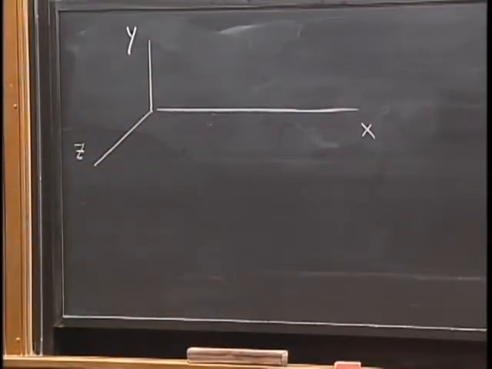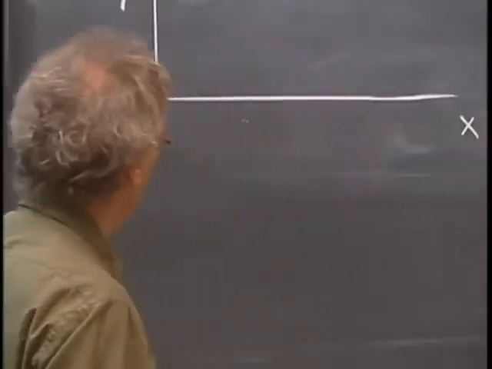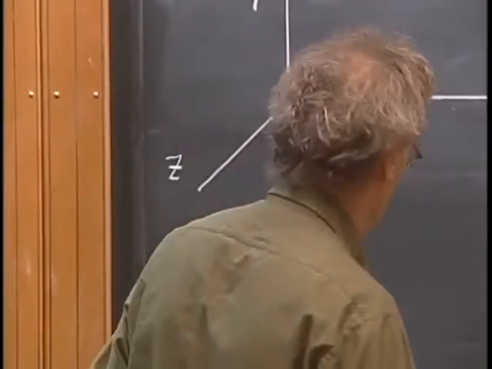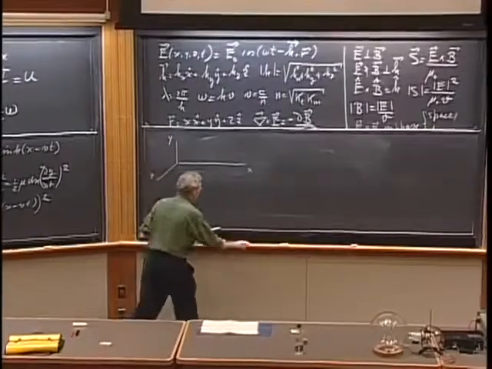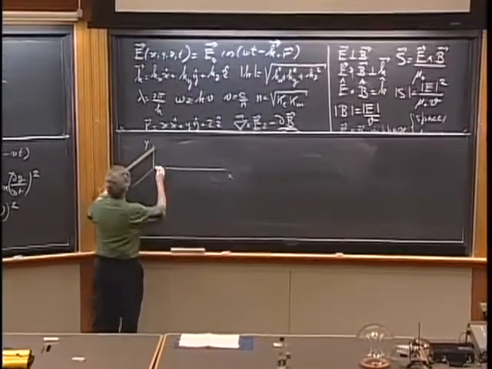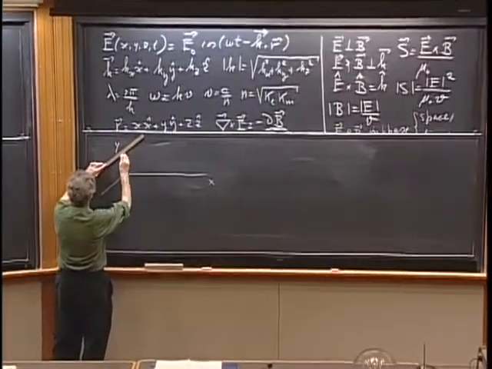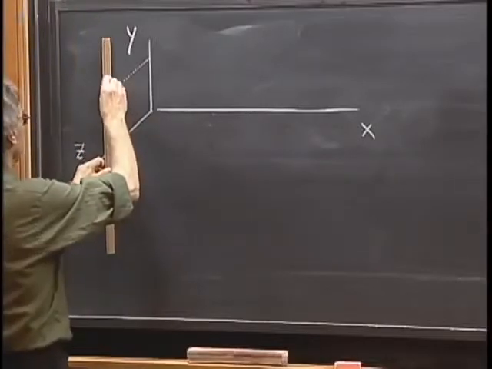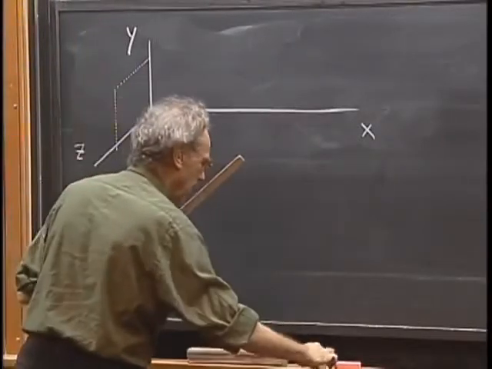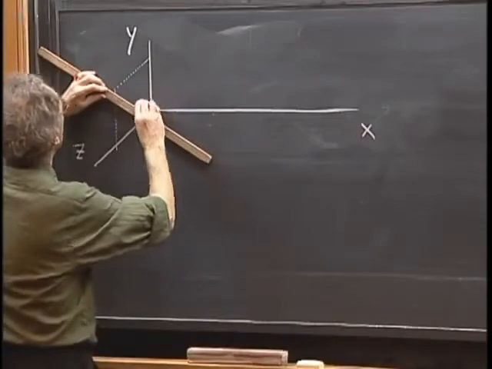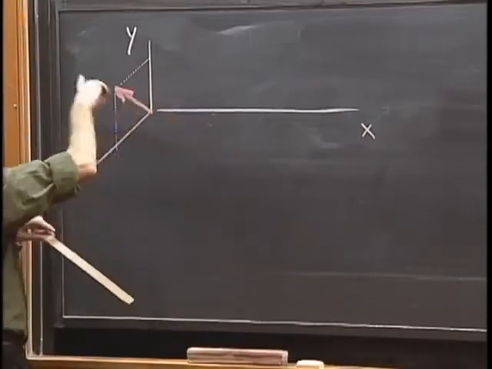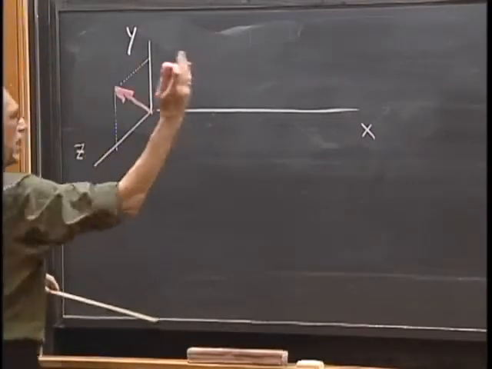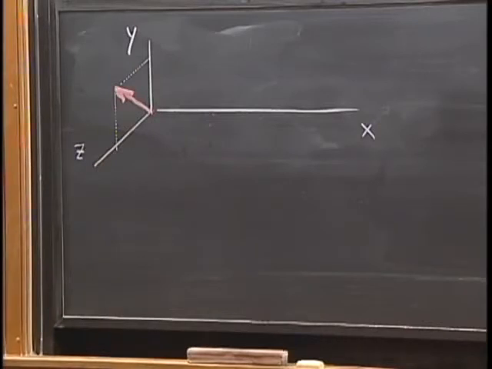Suppose we have linearly polarized radiation, but I'll make it a little bit more difficult than normal. I will linearly polarize it in the YZ plane. In other words, the E vector would be like this then, oscillating back and forth in this plane perpendicular to k.